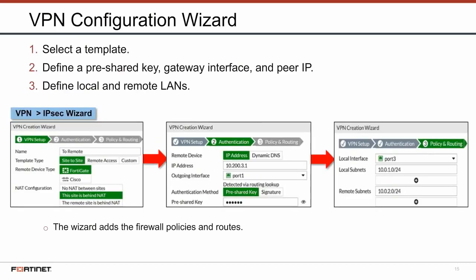The VPN wizard comprises a 3-step process. Administrators provide the VPN name, remote IP, authentication method, interfaces, and subnets. After you have completed the VPN wizard, it automatically creates many of the required objects: addresses and address groups, static routes, policies, Phase 1 and Phase 2 settings.